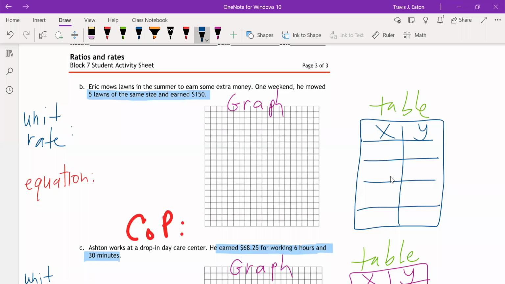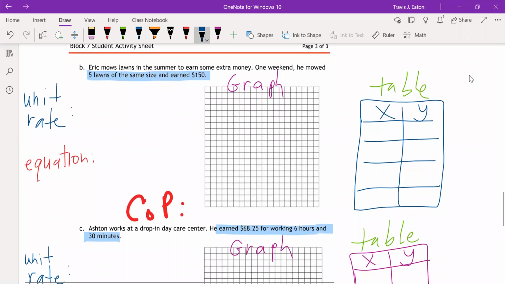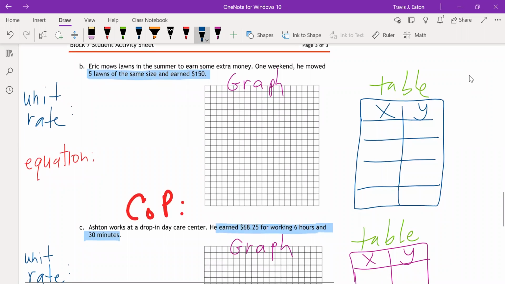Sorry. Okay. Now in this next question, Eric mows lawns in the summer to earn some extra money. One weekend, he mowed 5 lawns of the same size and earned $150. So we need to find the unit rate first. Remember, it's always y divided by x.